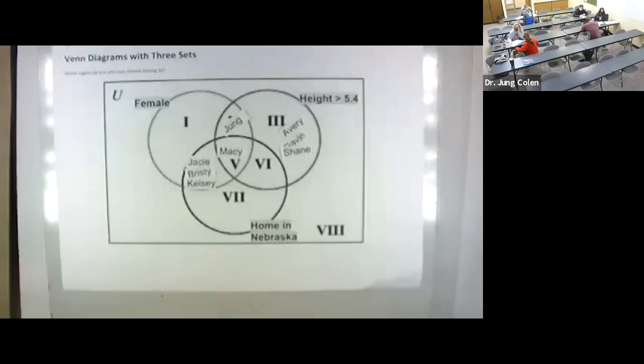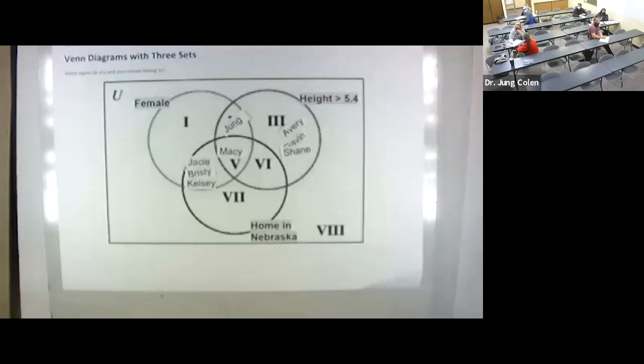Okay. How about now? Number of elements in A and B and C. Who's in there? All of those. It's and. So it's the intersection of all three sets. Just 5, right? So only Macy, how many are there? Just 1. Good. How about the next one?